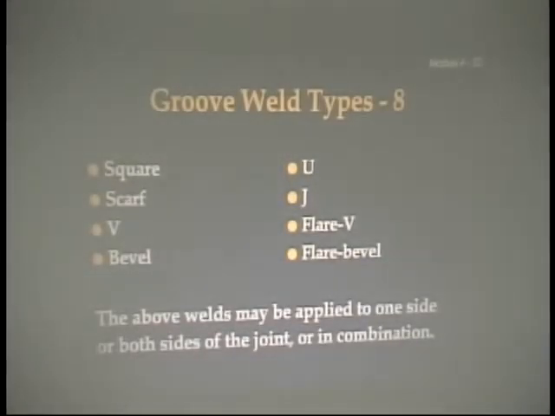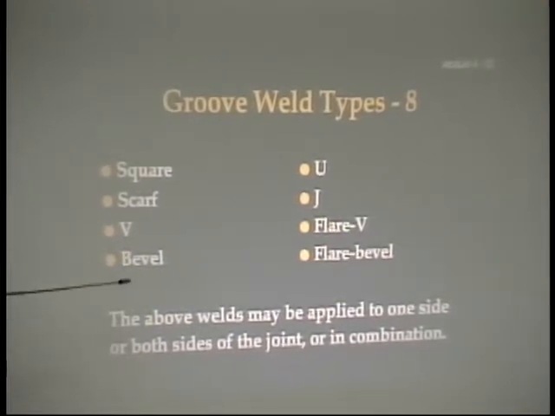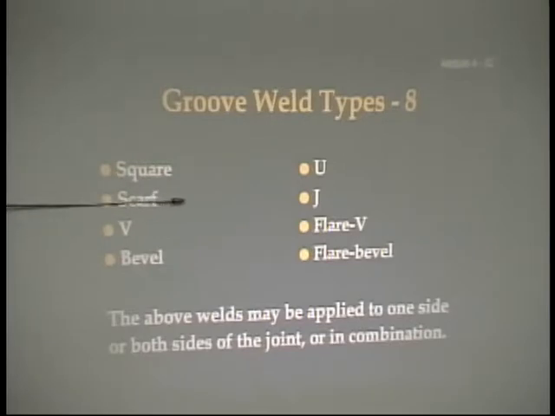Okay, page 1108, groove welds. There are 7 types of groove welds and symbols to represent them. So there's square, scarf, V, bevel, U, J, flare V, and flare bevel. I believe your textbook has eliminated the scarf one. But these are the different types of groove welds. And here it says groove welds, there's 8 types. Your textbook says there's 7 types. So I believe your textbook has done away with the scarf.